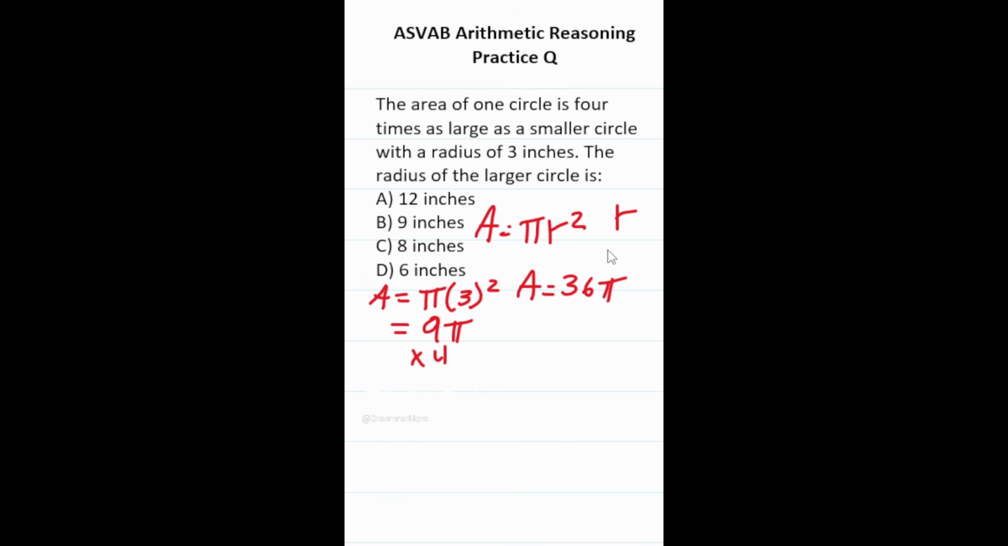Again, we want to know its radius, not r squared. This is r squared. How are we going to go from r squared to r? We're going to take the square root of 36. The square root of 36 is simply 6. So the radius of our larger circle is 6 inches.